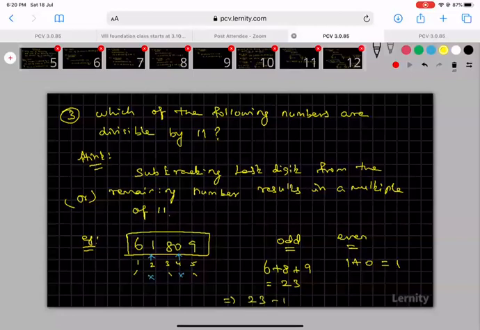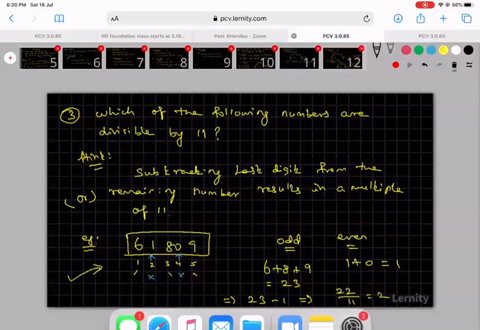Subtracting this, 23 minus 1, what are you getting? 22. 22 is divisible by 11. Are you able to understand this concept, sir? This is very easy to find. Shall I move to the next slide?